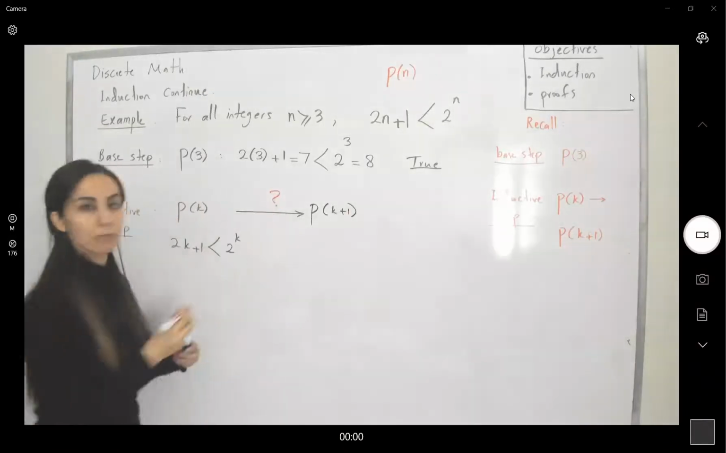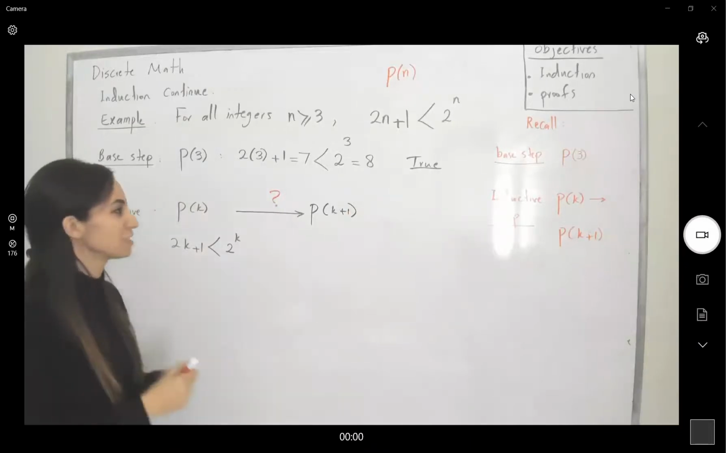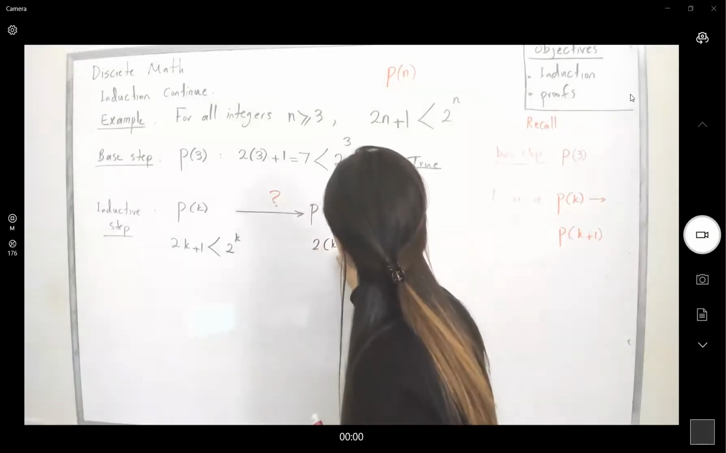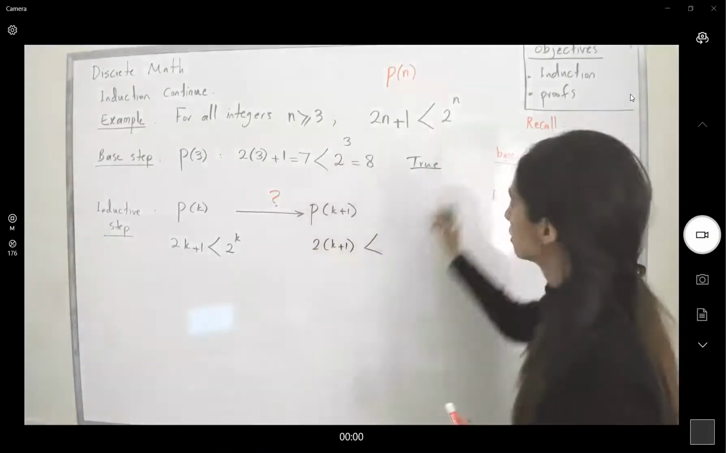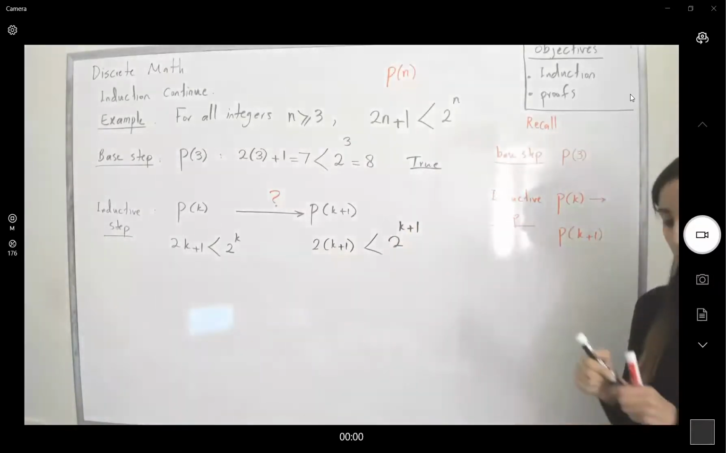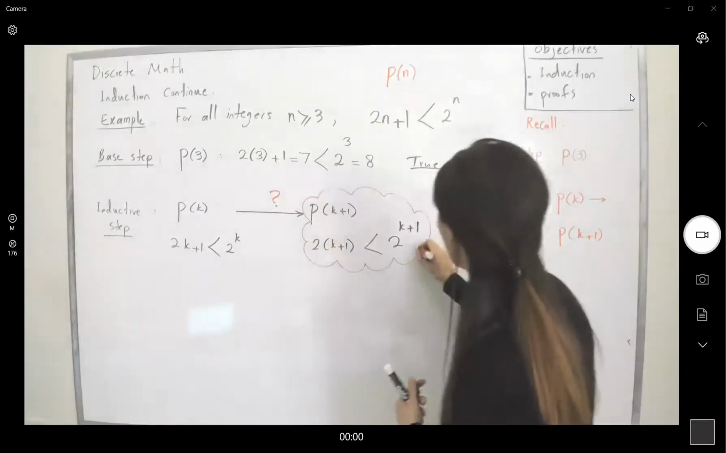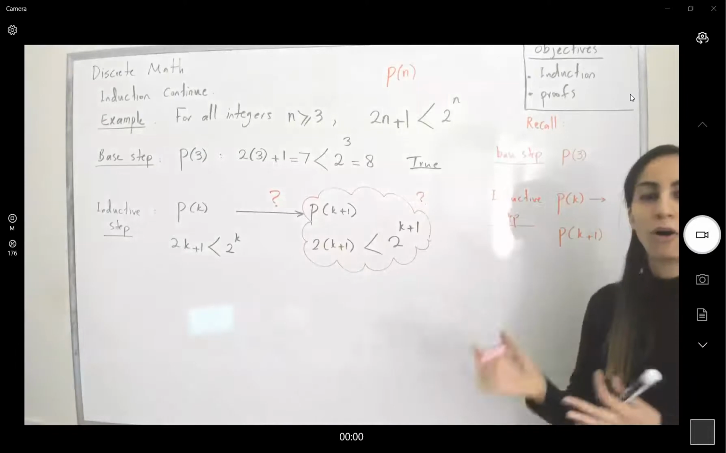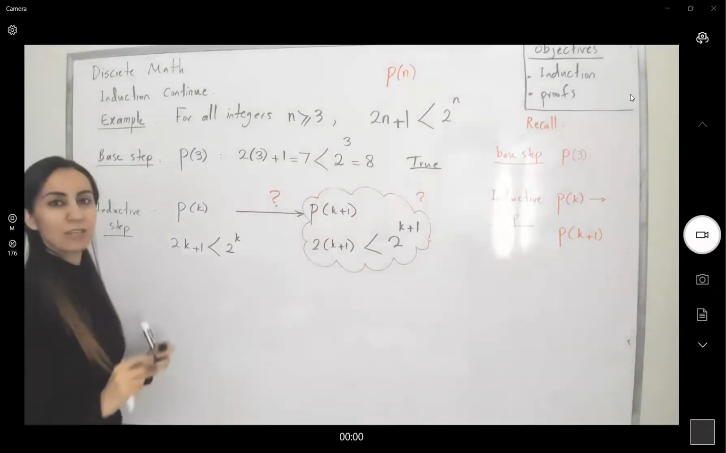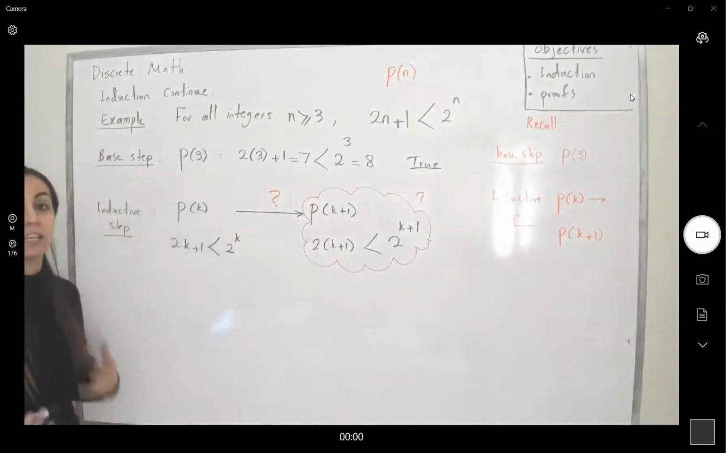Let us put a question mark on top of it. We're not sure about the result. We are trying to prove this statement: prove that 2 times (k plus 1) plus 1 is also less than 2 to the (k plus 1). So our goal is to prove this. How do we prove this? Somehow we're going to use 2k plus 1 less than 2 to the k in the process of proving this inequality.